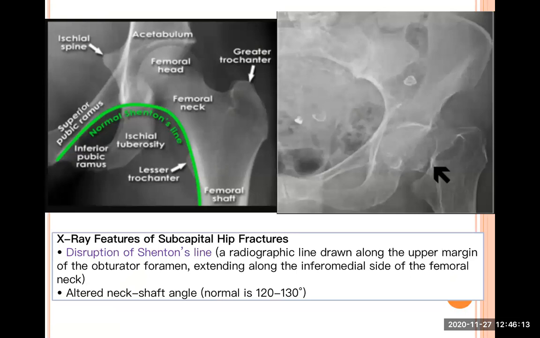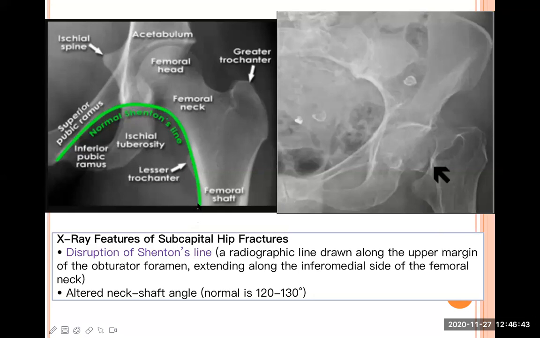Now, one important concept which you have done a long time ago when we were dealing with the basic things about orthopedics is called Shenton's line. Now see, what is the importance of this line in this type of cases? So look at the normal Shenton's line first. The line drawn in the green color is the Shenton's line. This is the normal one.